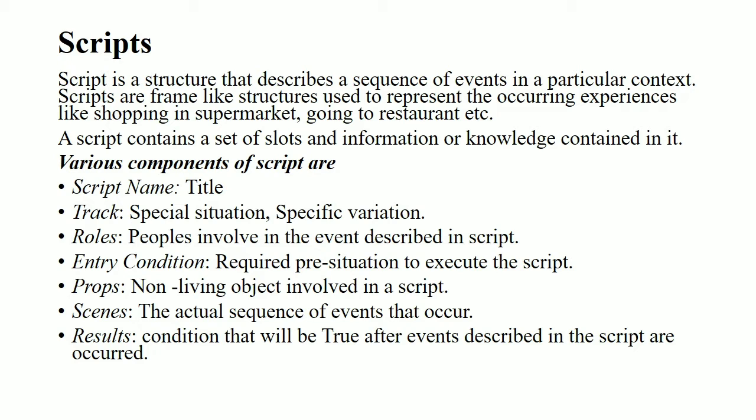Scenes are the actual sequence of events that occur, and the result is a condition that will be true after the event described in the script has occurred. What is the result of it? This is expressed by the result. So these are the various components: the script name, track, roles, entry condition, props, scenes, results. So we should concentrate on the script.